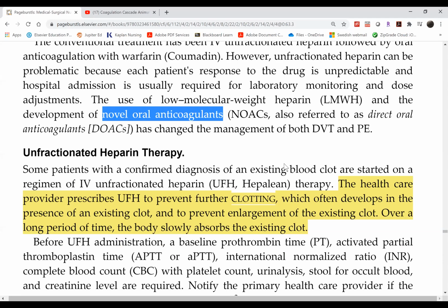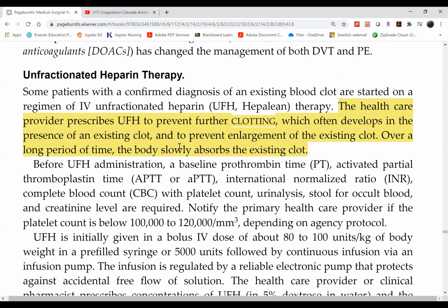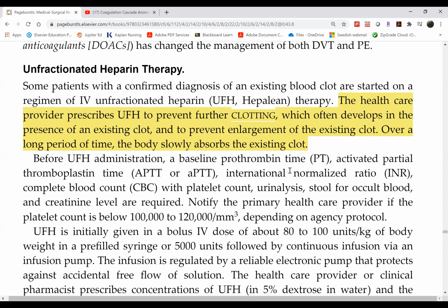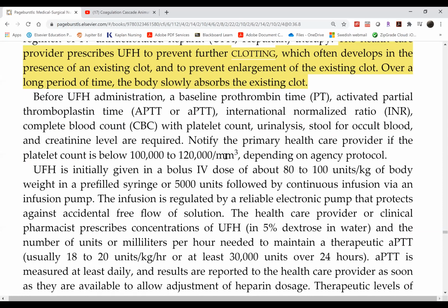The purpose of heparin is to prevent the enlargement of an existing clot. It has no effect on existing clots. It can only keep the existing clot from getting bigger. And we just leave the body, our body will naturally dissolve the existing clot, which again takes several days. We do monitor PTT for heparin, that is the bleeding time affected by the drug.